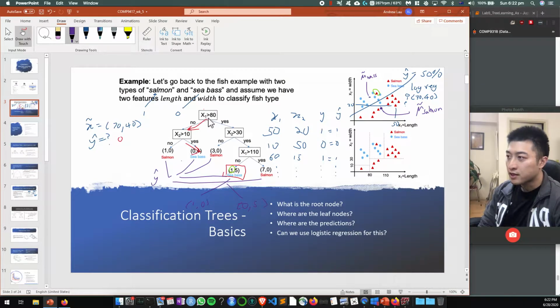The first one is, is x1 greater than 80 or not? So that's this split here. And then the next one is, let's say it's less than 80, then is x2 greater than 10? So that's this partition here, I guess, greater than 10 is this partition there, right? And there's 4 CBAS, etc., etc.